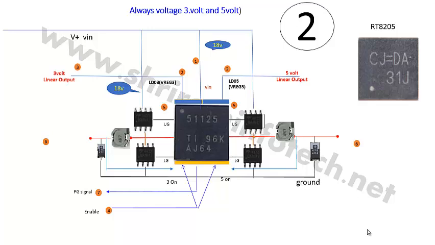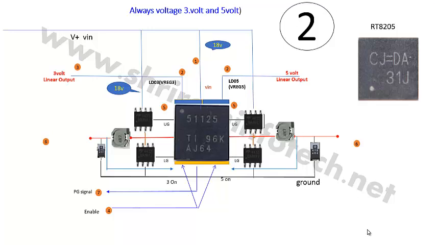I already told you that in laptops there are so many chips and each chip requires different voltages like 1.5, 1.05, CPU core, graphics core, 3.3. In a laptop a variety of voltages are required to work, but among them one voltage is very important, that is the 3 volt.